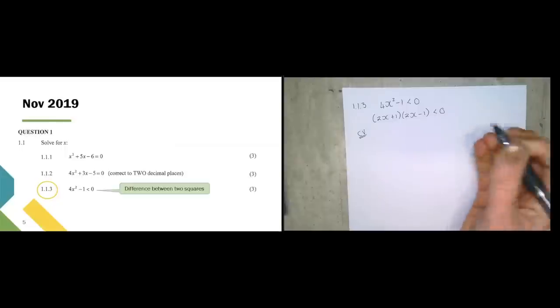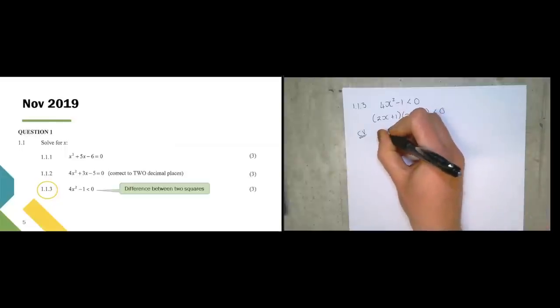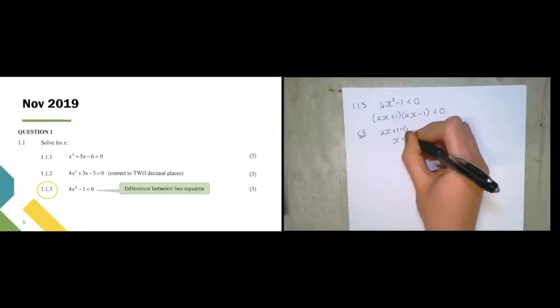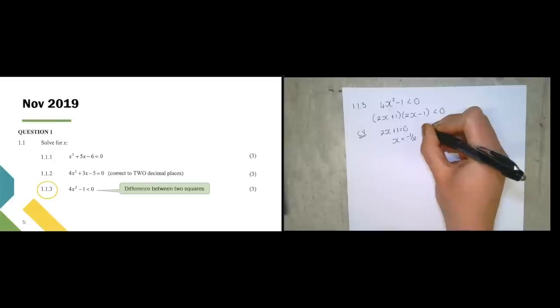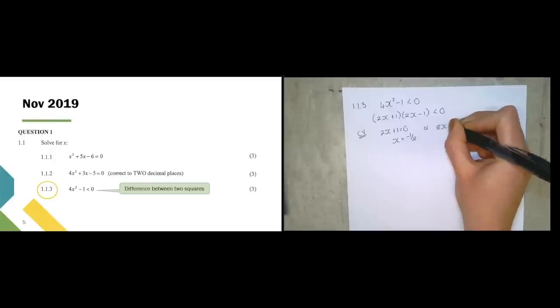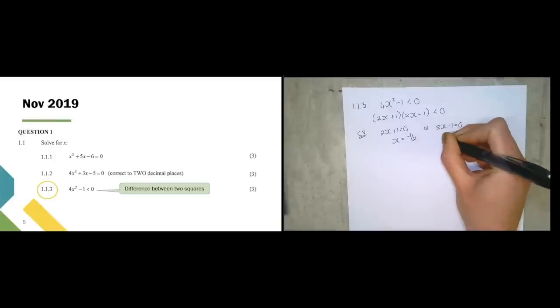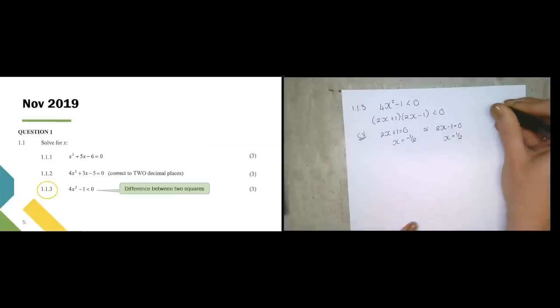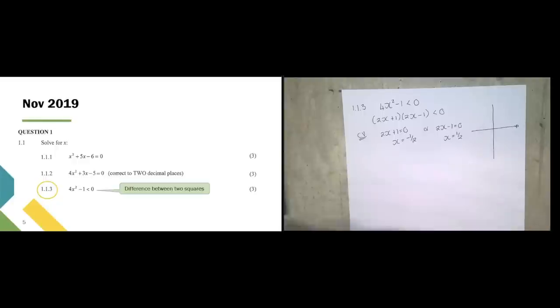So where would my x-intercepts be? It's where 2x plus 1 is equal to 0, so x is negative a half, or 2x minus 1 equals 0, so x is equal to a half. So let's do the visual representation so we can see how this parabola looks. Okay, my x-intercepts are at negative a half and a half.